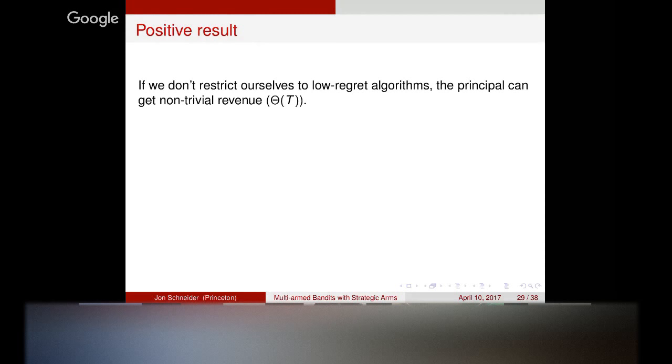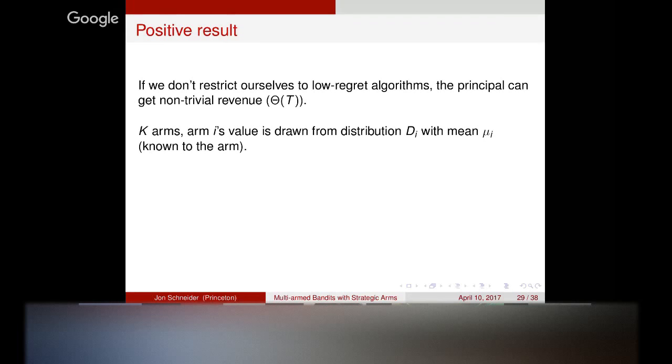Okay, so the counterpart to this, which is simpler, is that if we don't restrict ourselves to low regret algorithms, then in the tacit case, the principal can get non-trivial revenue. It's theta of T. So the setting is there are k arms. Arm i is drawn from some distribution with mean mu i.